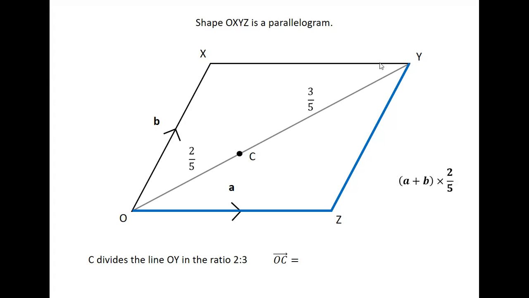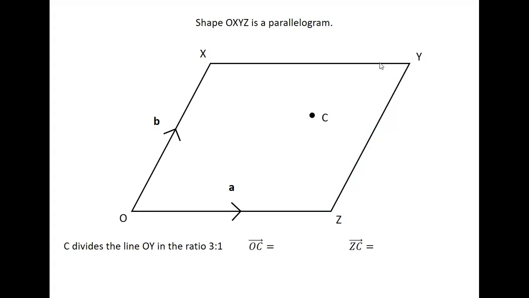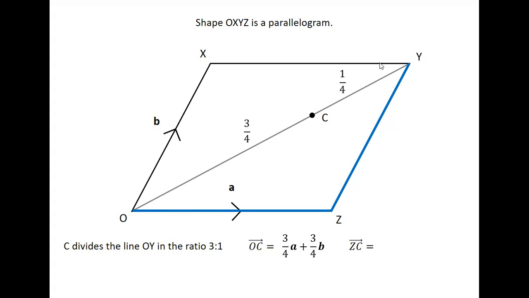Another ratio we could represent in fraction format, and that will be 2 over 5 of OY, which is 2/5 of A plus 2/5 of B. Now we have another ratio which is 3 to 1. Press pause and attempt this question. Here are the answers.